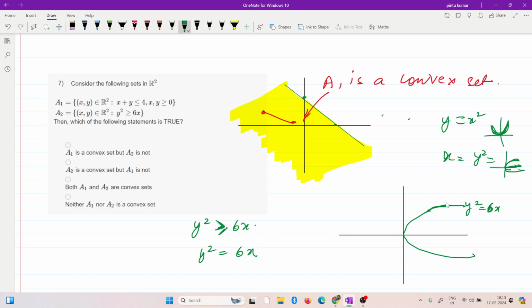So you can clearly see if we keep on increasing the value of y at a particular value of x, then this equation gets satisfied. So the region that this is referring to is the outer portion of this parabola, not the inside of the parabola. So it is referring to this portion of the parabola.